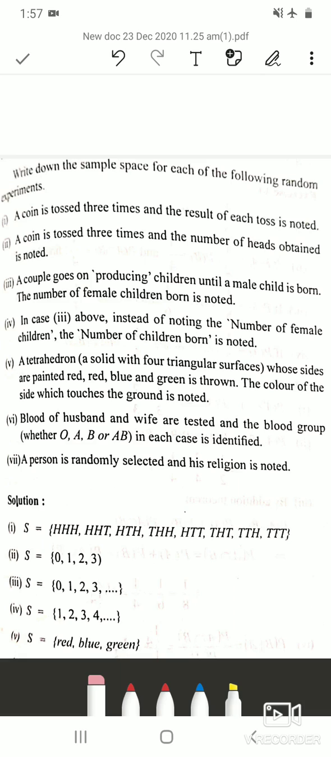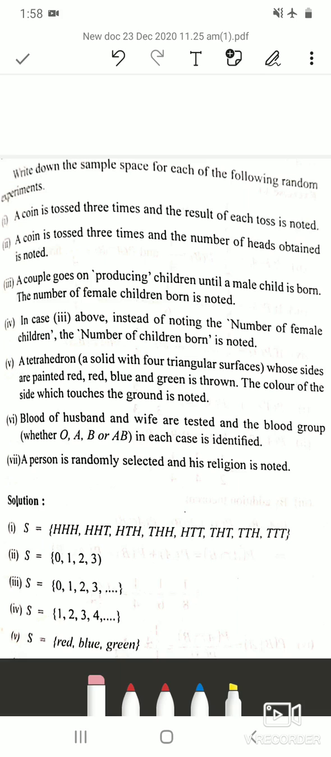The third sub question is, a couple goes on producing children until a male child is born. The number of female children born is noted. So the sample space can be 0, 1, 2, 3 and so on.